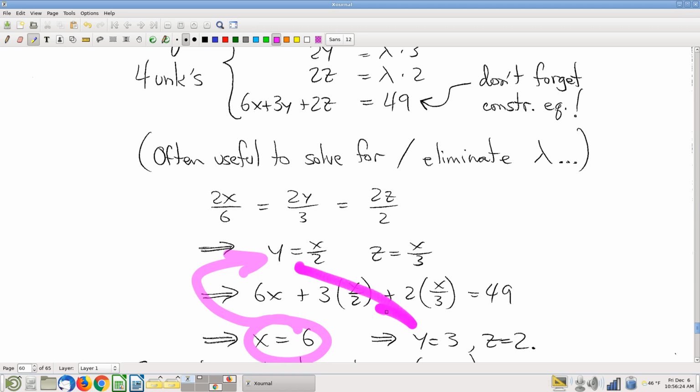then I know y, and I know z. Right? So that's you pull on that one string and the whole thing unravels, roughly speaking. It works out really nicely. Very often this will work.